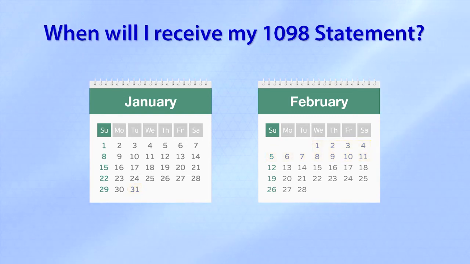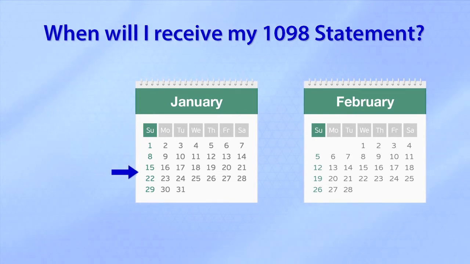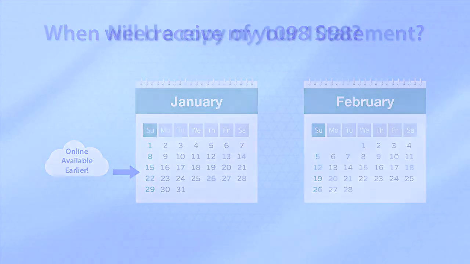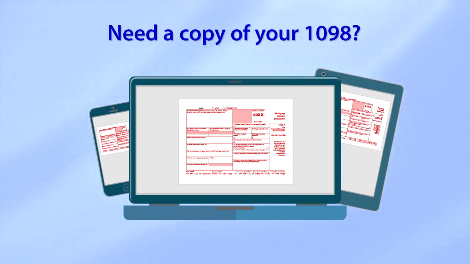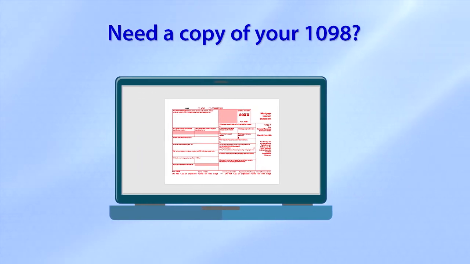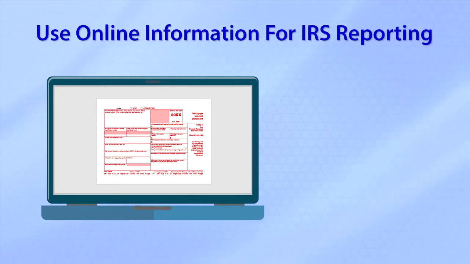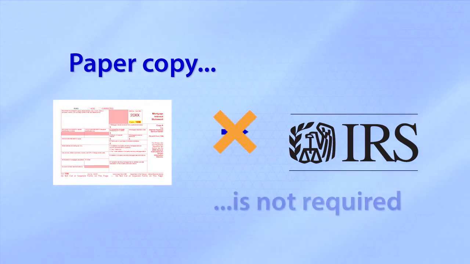For online mortgage access, however, 1098 information is estimated to be available online in mid-January following the tax year being reported. If you have online access, please check during this time frame. If you need a copy of your 1098 statement and you have online mortgage access, you can view and print your 1098 online. In addition, since your 1098 information has already been reported to the Internal Revenue Service, you can simply report the numbers that are shown online or that are given to you by a customer service representative. A paper copy is not required for the IRS.